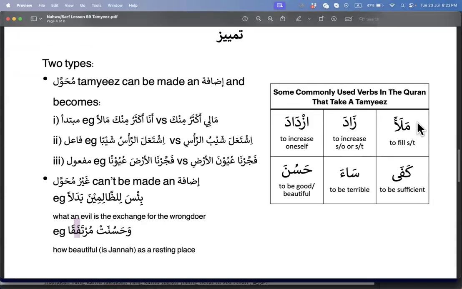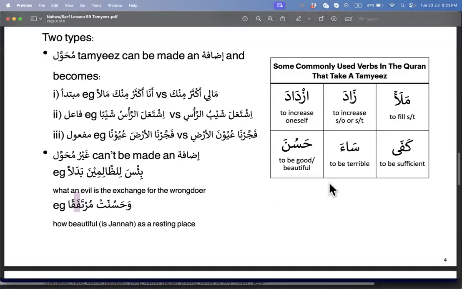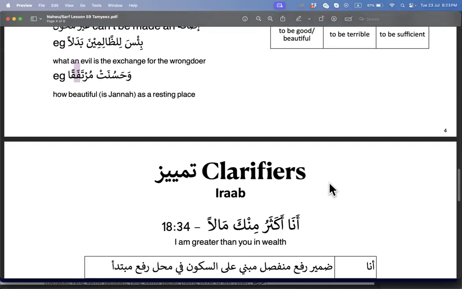But here are some commonly used verbs in the Quran that take a tamyiz. It's not just these, but these are some of the words that are quite common in the Quran. Like mala'a, to fill; zada, to increase; izdada, also to increase. This is family 1, this is family 8. Kafa, sa'a, and hasuna; we'll learn about sa'a and hasuna later. Don't worry about that.